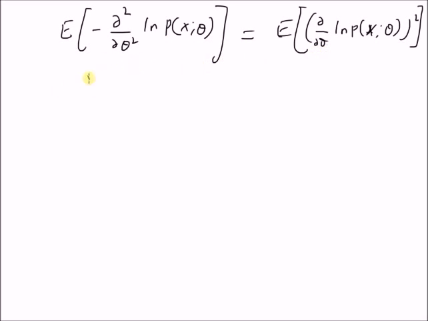So, here x is the sample of observations, theta is the parameter that we are trying to estimate, and expectation is taken with respect to the probability distribution of x. So, let us start with the LHS.